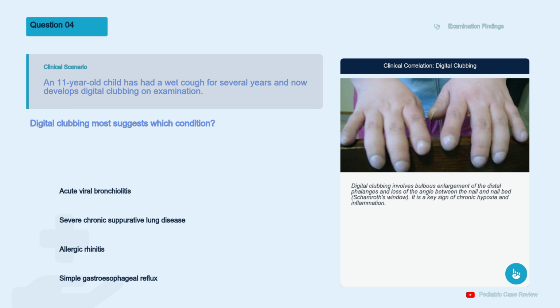Question 4. An 11-year-old child has had wet cough for several years. Physical examination now reveals digital clubbing. Digital clubbing most suggests which condition?